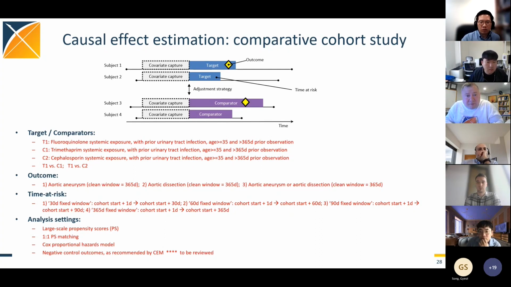We do need to review those negative controls, though, so I'll provide you this concept set and you'll be able to take a look at them.